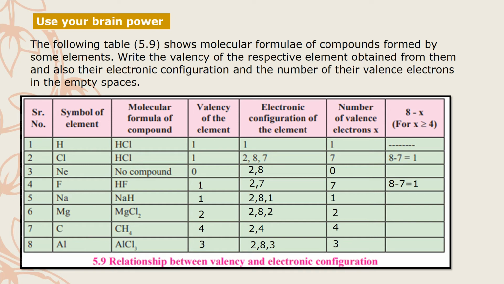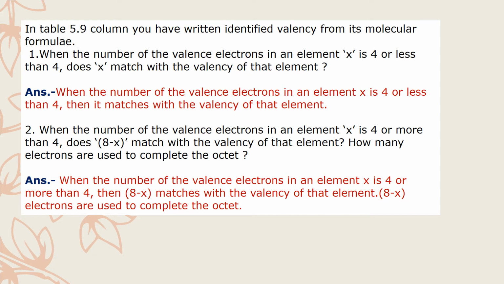Now the symbol of the element is Al. The molecular formula of the compound is AlCl3. So the valency of that element will be 3. Electronic configuration 2, 8, 3. Therefore the number of valence electrons will be 3. So this is all about the number of valence electrons and their respective valency. If the number of valence electrons is greater than or equal to 4, children, then we have to subtract these valence electrons from the number 8 to identify the valency from its molecular formula.